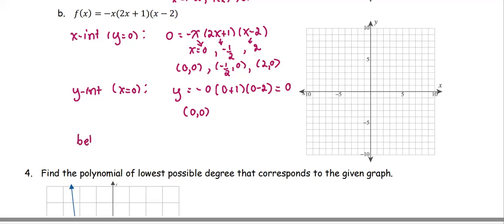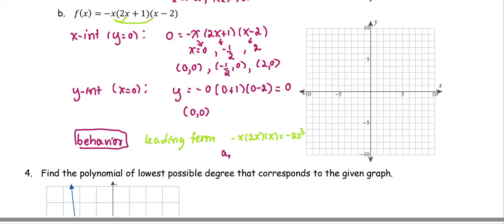For the behavior of the graph, we're going to look at the leading term. For the leading term, we just do the quick way by multiplying the x's. I'm going to put a note here. The leading term is derived from negative x multiplied by 2x multiplied by x, which is negative 2 times x to the third. That tells us a_n is negative 2 and n equals 3. a_n is negative, and n equals 3 is an odd number.